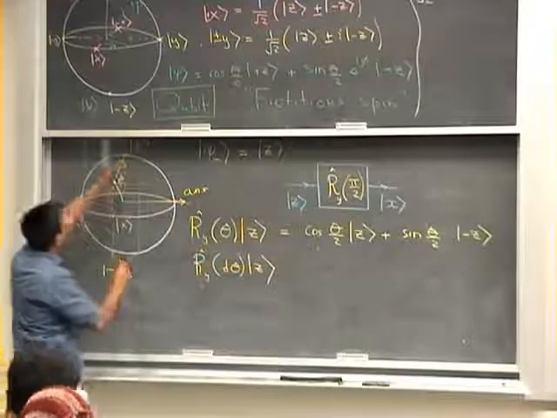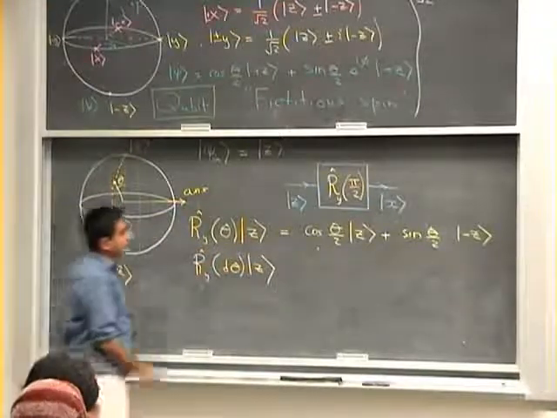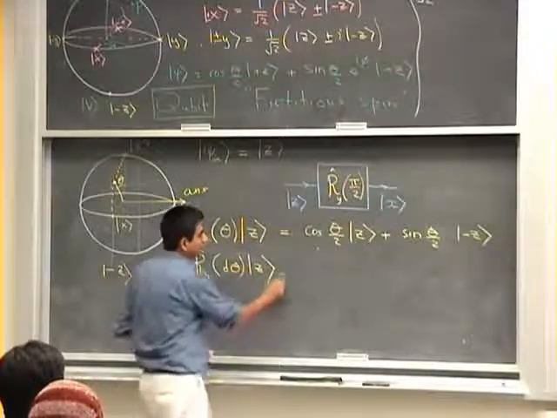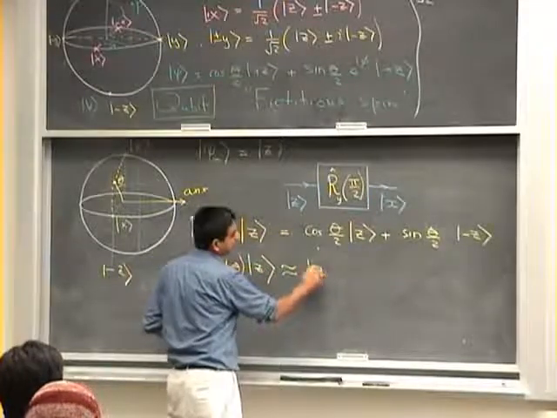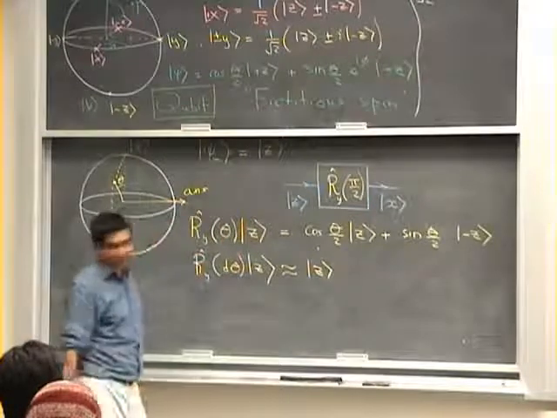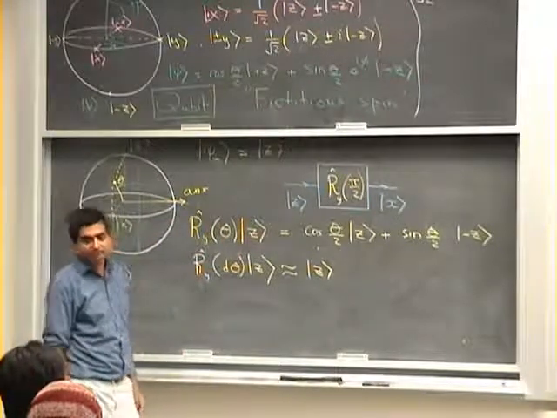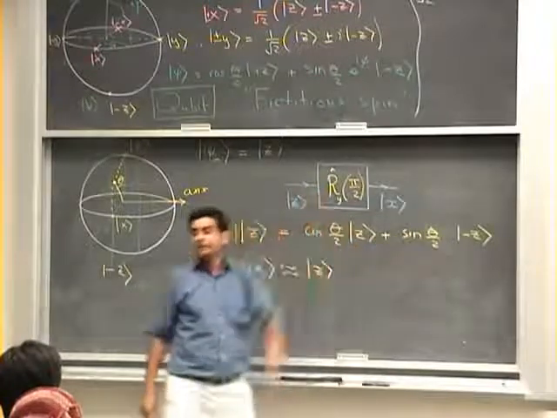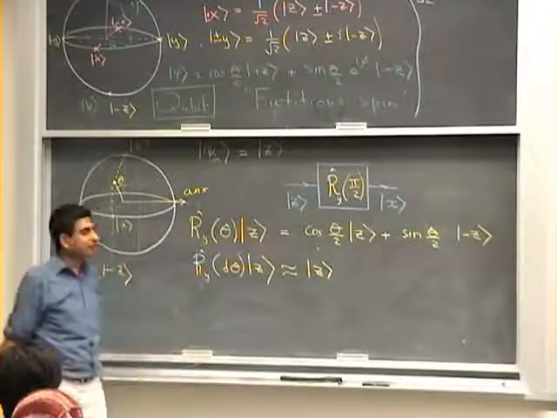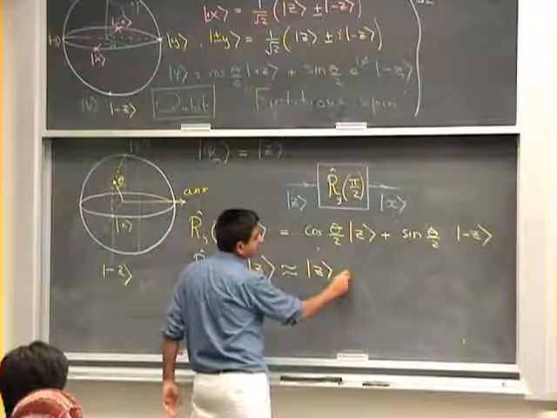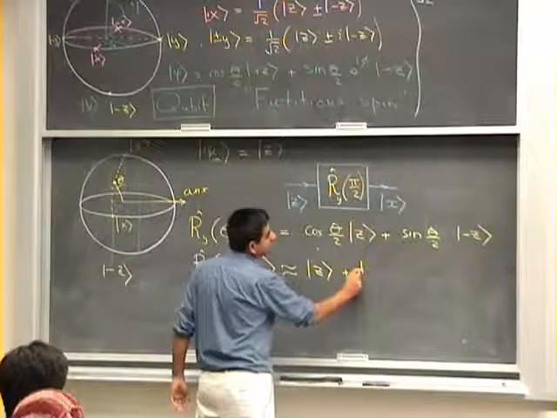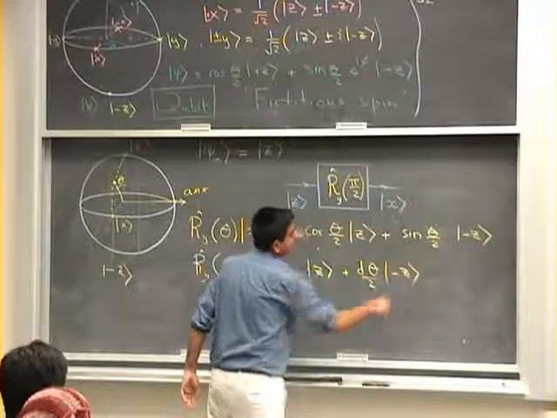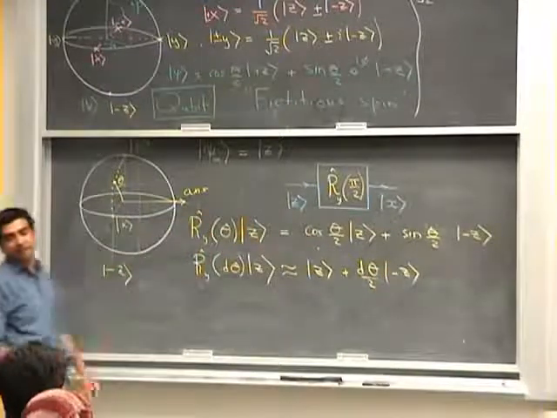if this angle is very small, then my final state will become cos d theta by 2, and d theta is very small, so it's approximately 1. I get ket z here up to the lowest order. This sin theta, theta is replaced by d theta. D theta is very small, and in the small angle approximation this becomes d theta by 2 ket minus z, right? So if I rotate through a small angle.